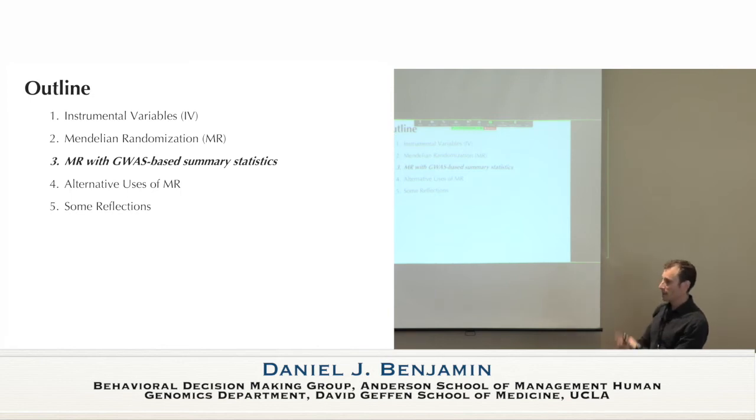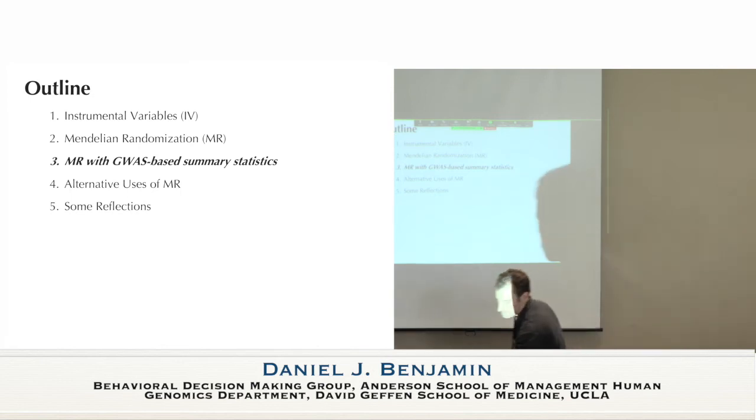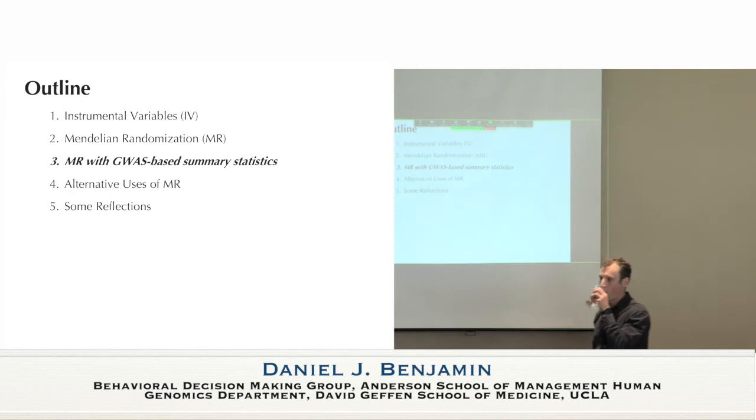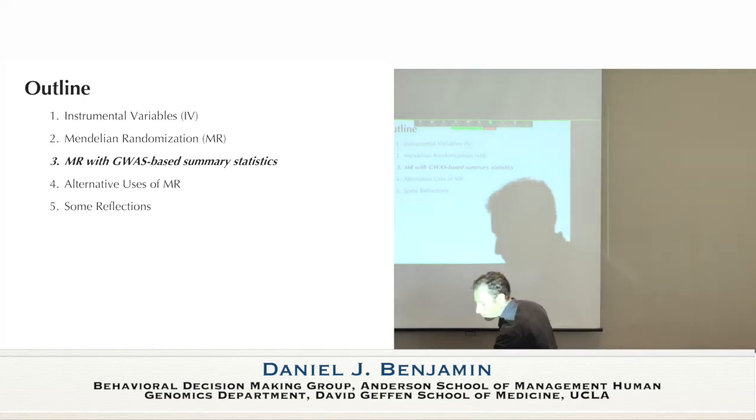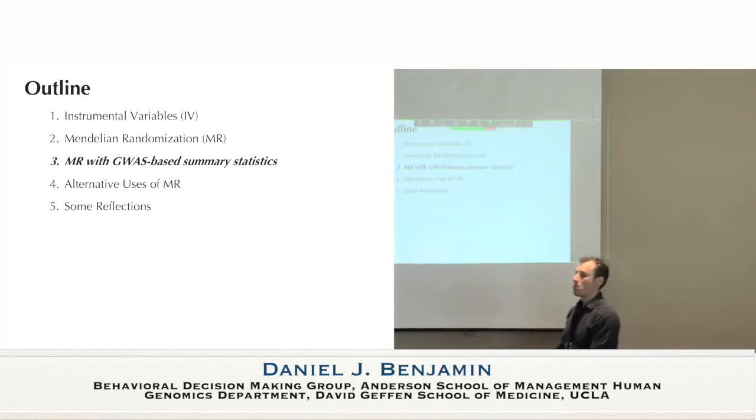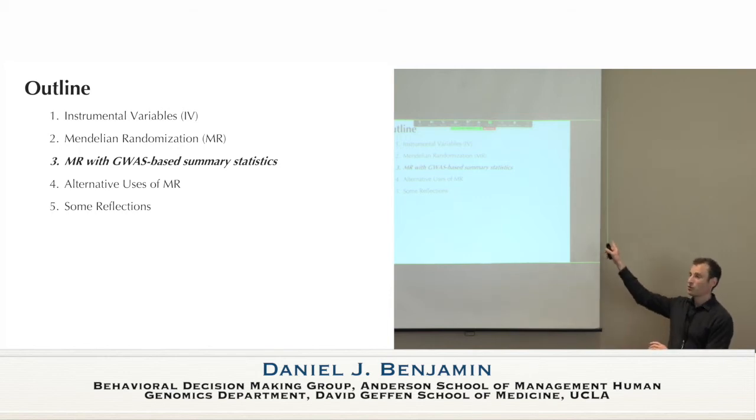Sorry, so you showed us kind of conveniently these candidate gene examples. So when you have many SNPs potentially that influence the outcome, doesn't that make the weak instrument issue much worse? Potentially, yes, but we're going to talk about that in just a moment. So hold that thought. We're now going to talk about Mendelian randomization with GWAS summary statistics.